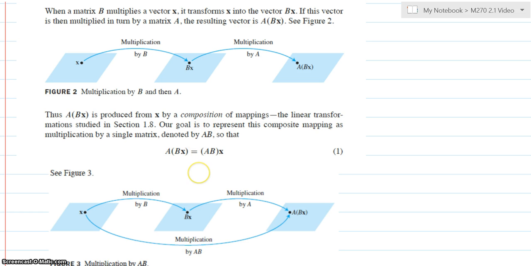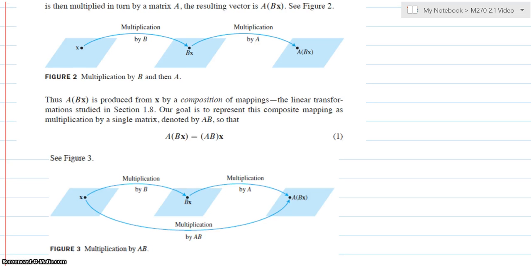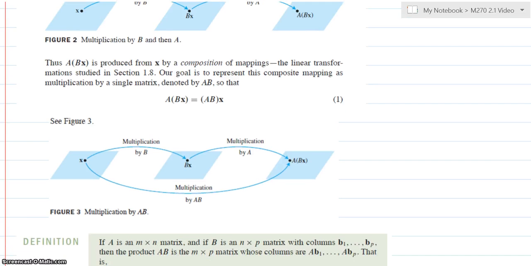So you can see that our goal is to represent this composition by multiplying by a single matrix, and it's going to be AB. That's the definition, a way to think about matrix multiplication.